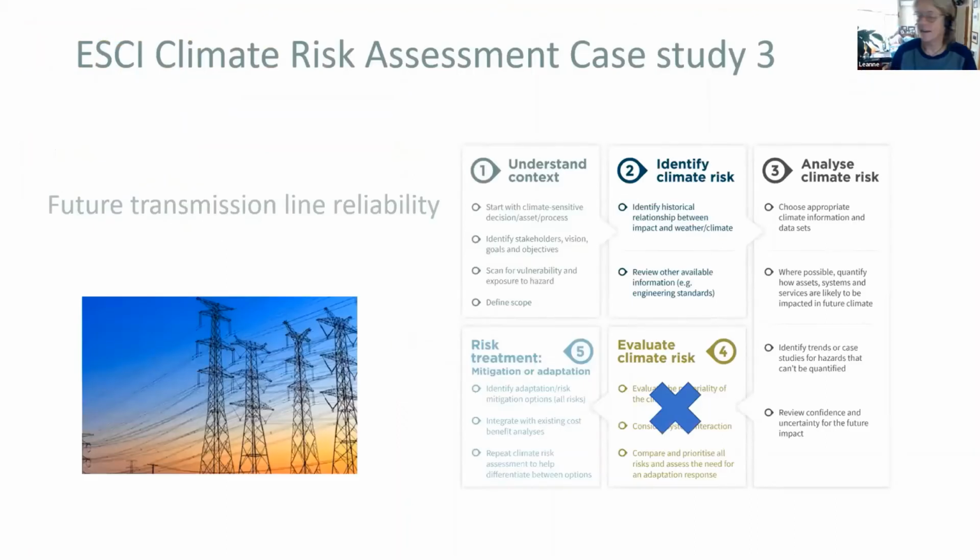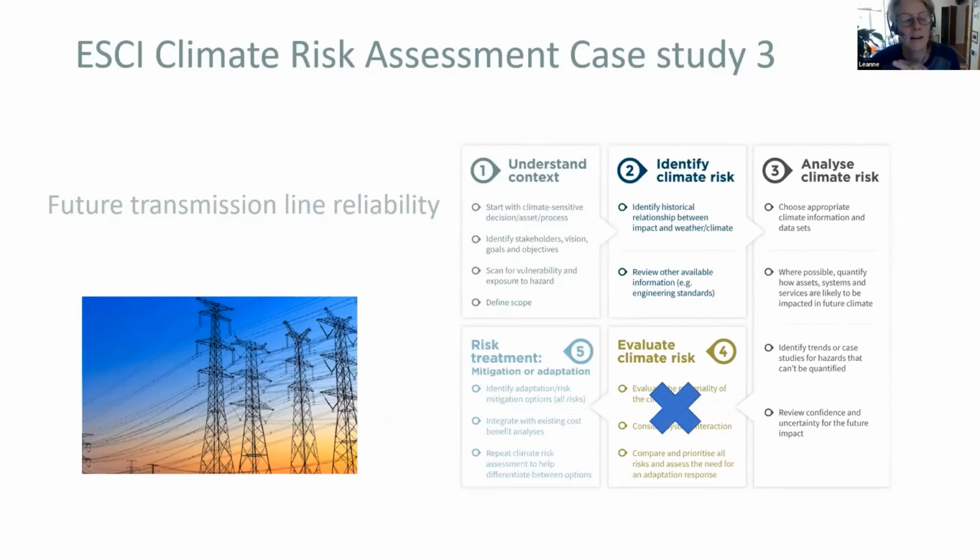Okay, final case study. Any questions on that one? All quiet. That's all right. I think that case study has been presented a few times through the ESCI project, so you might have all seen that one before. This one here has not yet been presented.